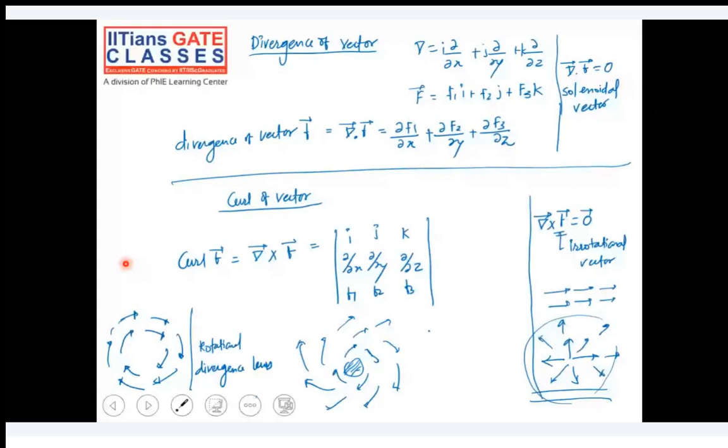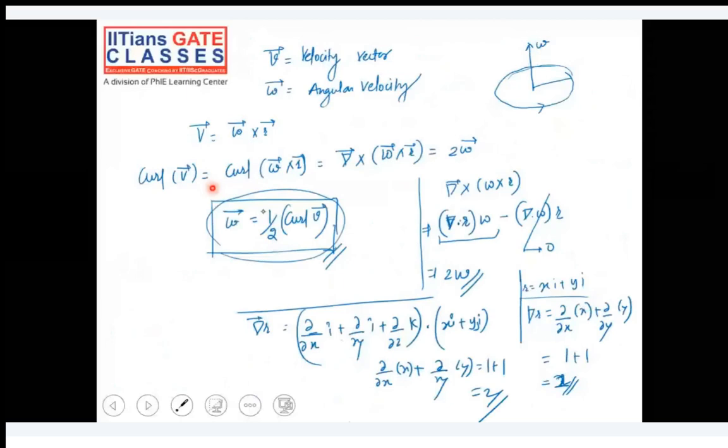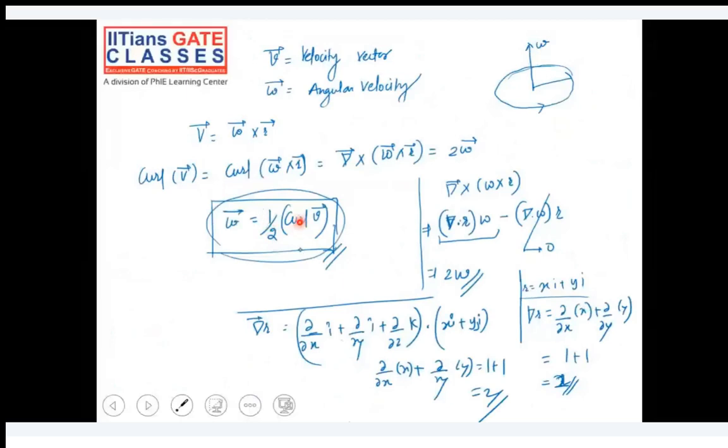This is another note which I have given, related to the curl: the angular velocity vector is half of the curl of the linear velocity vector. And some points to remember.